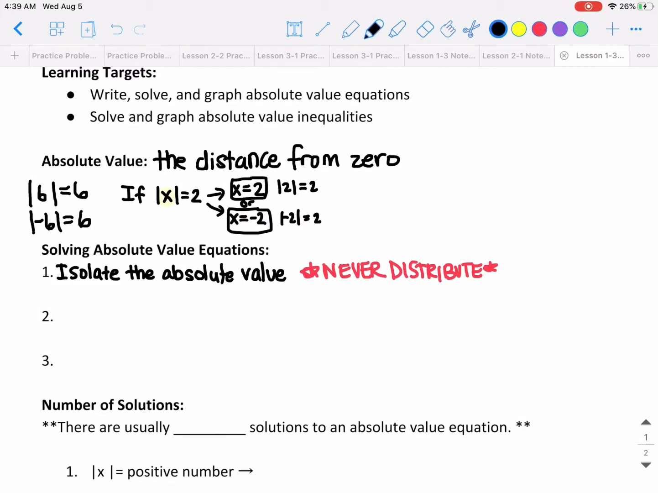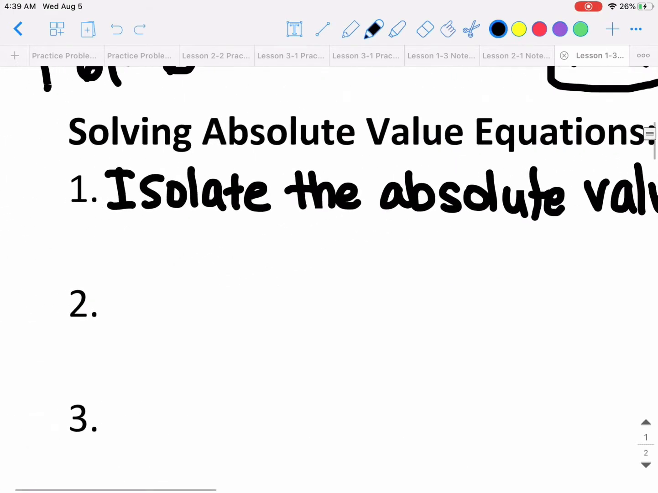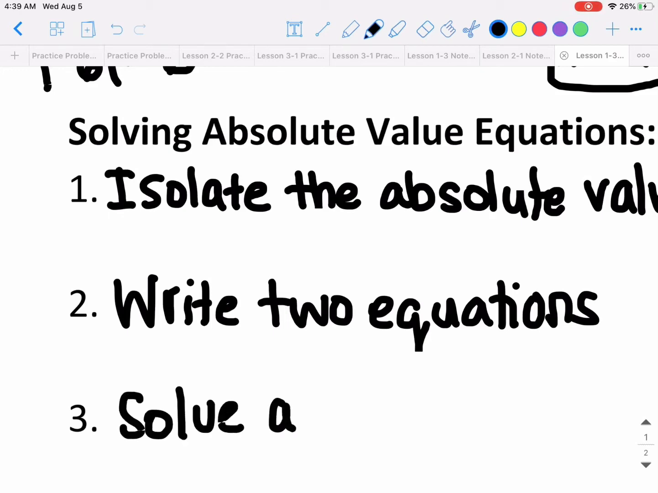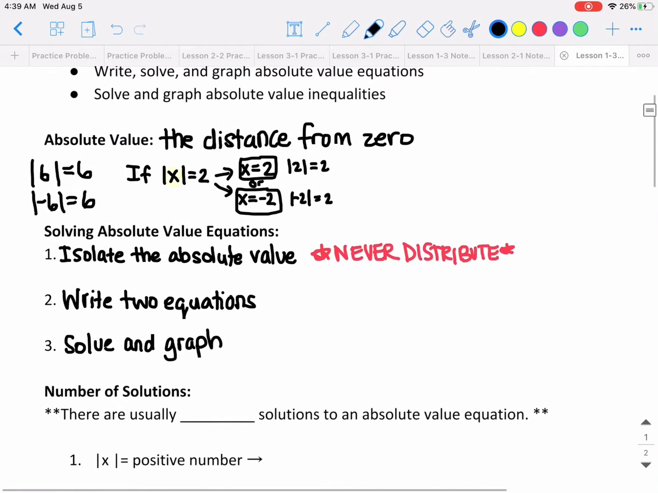All right, the second step is to write two equations. Sometimes you're not going to be able to write two equations, but most of the time you will, and we'll talk about the exceptions. The second step is usually to write two equations, one positive and one negative: one with whatever is inside the absolute value being positive, the other with whatever's inside the absolute value being equal to the negative version. The third step is to solve and graph. Those are our 3 steps.